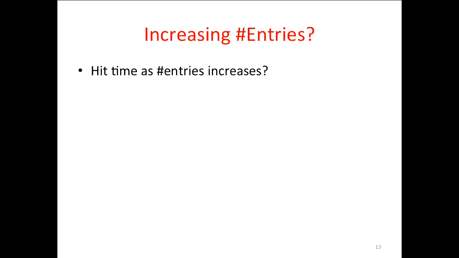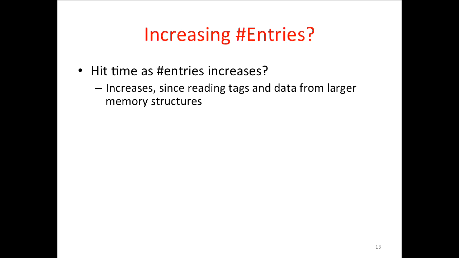This one should be easy. It's unchanged, let's add more entries. What happens when I add more entries to the cache? It gets bigger, right? The cache gets bigger, all the memories get bigger, so it's going to take longer to access. The memory structures are bigger. I have more entries now. So what's the effect on the miss rate as the number of entries increases?